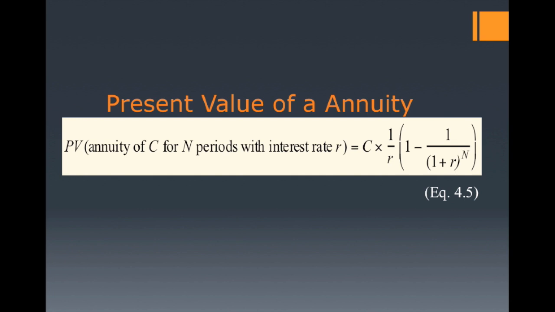The present value of an annuity of C cash flows for n periods with interest rate R is the cash flow times 1 divided by R times 1 minus 1 divided by 1 plus R to the nth power. This is equation 4-5. Remember that this is the present value of an annuity formula. Remember, the present value of a perpetuity was simply the cash flow divided by R.